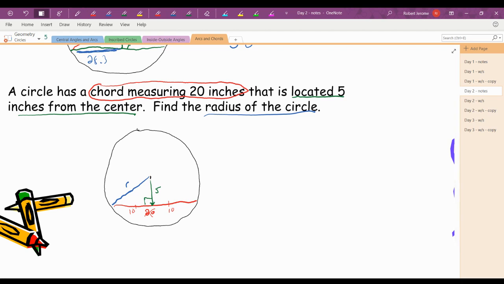So it looks like we're going to do Pythagorean theorem. 5 squared plus 10 squared equals r squared. So what do we have here? 125 equals r squared. And we're just going to take the square root of that and round to whatever they told us to. So when in doubt, we can say tenths is a fair place to go. So we're going to take the square root of 125 to the tenths, and we're going to get 11.2 for the radius.